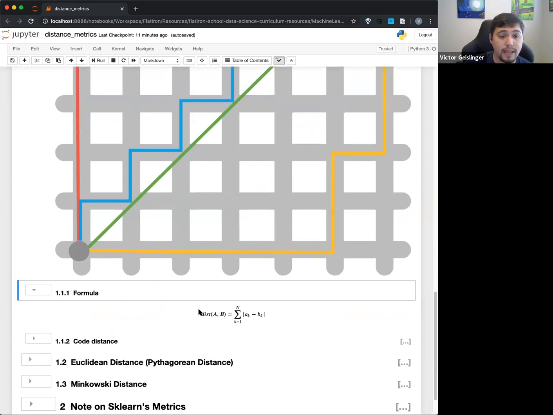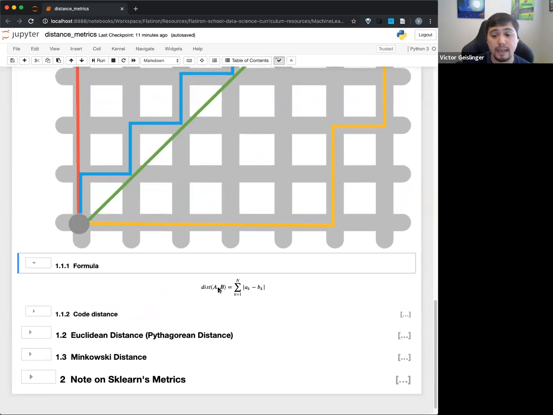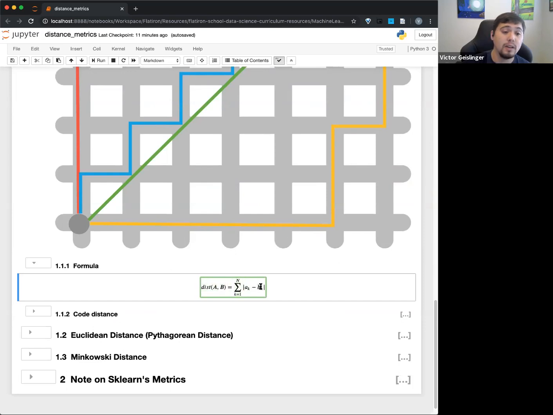The way we can write this as a formula is the distance between A and B, where A sub k and B sub k are the X component or the Y component. Note this N represents how many dimensions. If we're looking at just 2 dimensions, we'd only look at A sub 1 and A sub 2 and B sub 1 and B sub 2. If we had 3, 4, or 5 dimensions, we would go through all of them and add up those distances between the different axes.